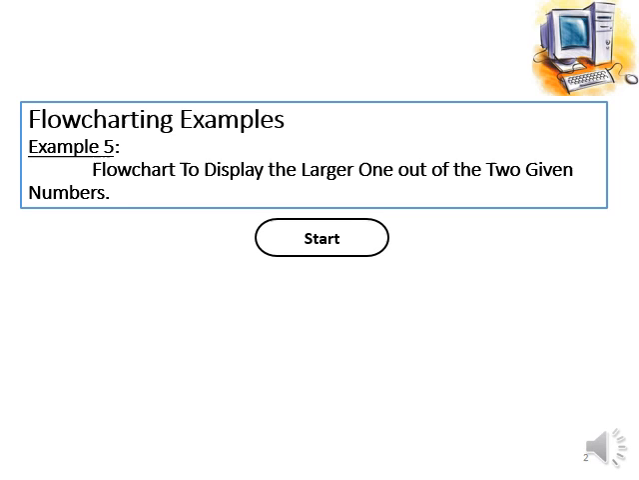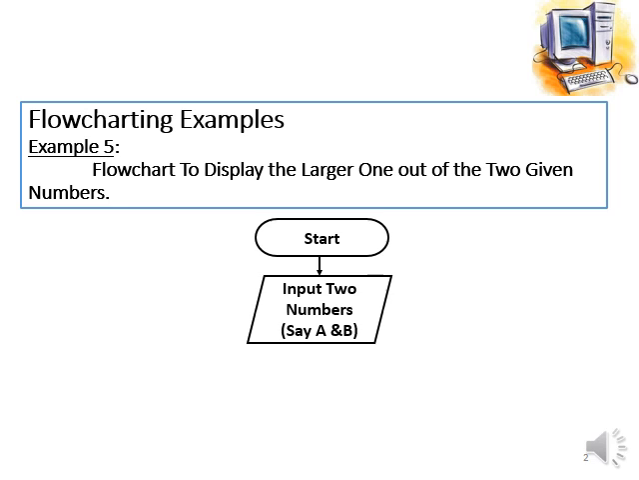The first symbol is always the start symbol. Now here we will input 2 numbers. So the input is represented by a parallelogram and with the statement input 2 numbers, say A and B. One number is represented by A and the second number is represented by letter B. Now here on this page, the space is finished and there is not enough space to draw the flowchart any further, so we have to put the continuation symbol at the end of this flowchart, like the circle with a letter. Here we are using the letter X. You can put any letter over here in this circle, so it's a continuation symbol.